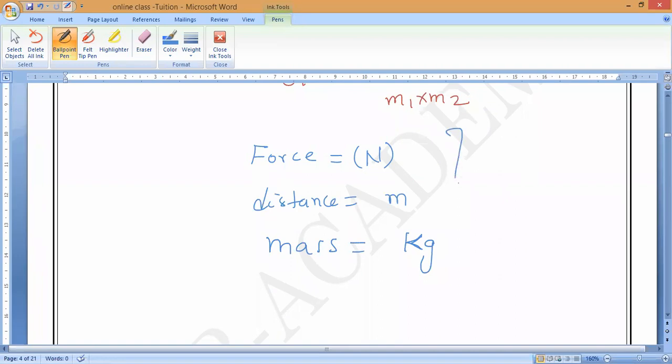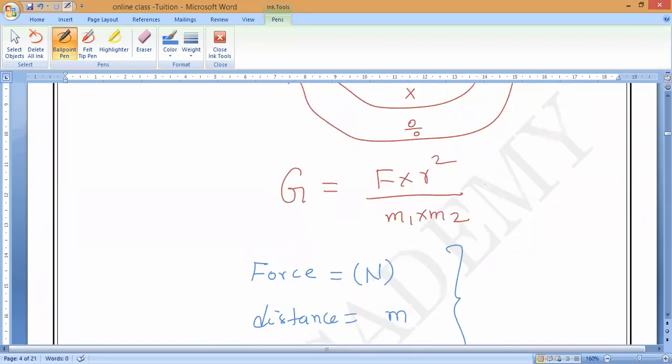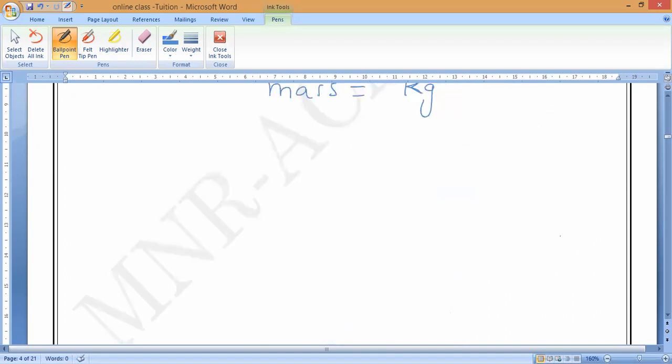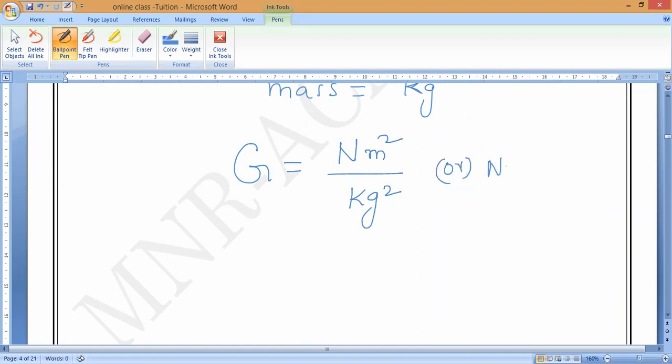So substituting this in the above formula, what will come? Force equals G into R square, meter whole square, divided by mass M1 into M2, kilogram into kilogram, which is equal to capital G. So G will become Newton meter square per second square divided by kilogram square. I can write it as Newton meter square kilogram minus 2.